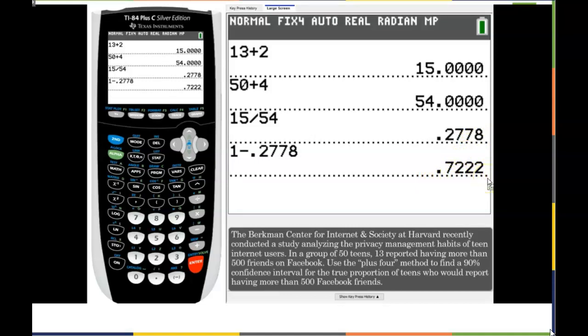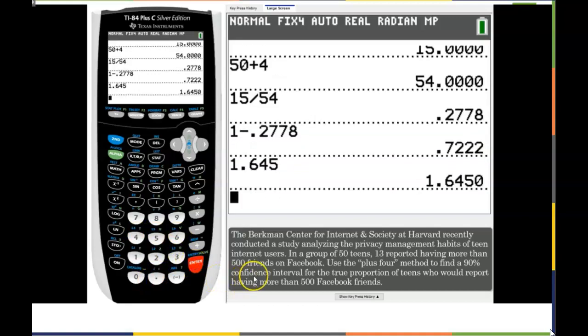Now what is our Z? If we want to build a 90% confidence interval, I'm going to use 1.645 as my Z score. I have my Z. It's a common one, so it's one of those things that you just kind of memorize over time. I have my P prime. I have my Q prime. Now I'm ready to calculate my error.